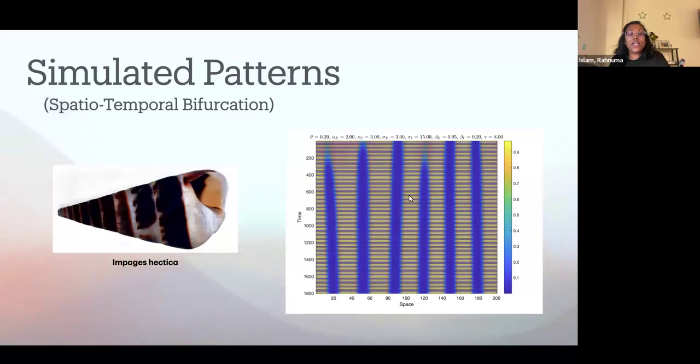This is the pattern we get for spatiotemporal, where we give some perturbation along the x. So we perturbed, or gave some noise to, the x. This is the pattern we get. As you can see, those thick vertical ones kind of match with the pattern that we see in the hectica.